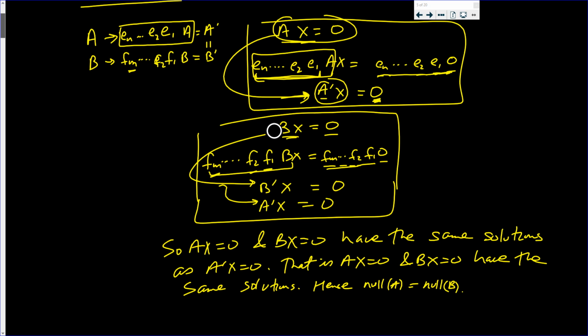And BX equals 0 and B prime X equals 0, which is also AX equals 0, have the same solution space.